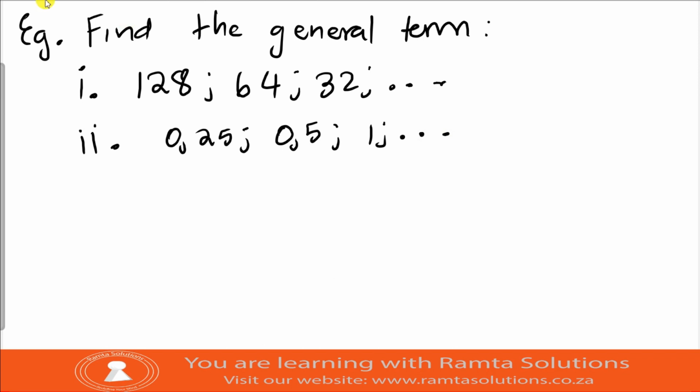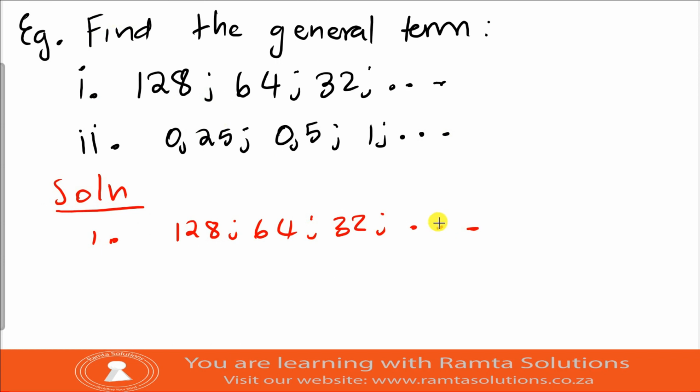Right? Now, let's answer the question. So, number 1, we said we have 128, 64, 32, and so forth. If you were to find the common differences, you will realize that they are not common. So you're not going to find a common difference, which does not make it an arithmetic sequence or a quadratic sequence. So when I look at it, it looks like this is a geometric sequence. So let's see.